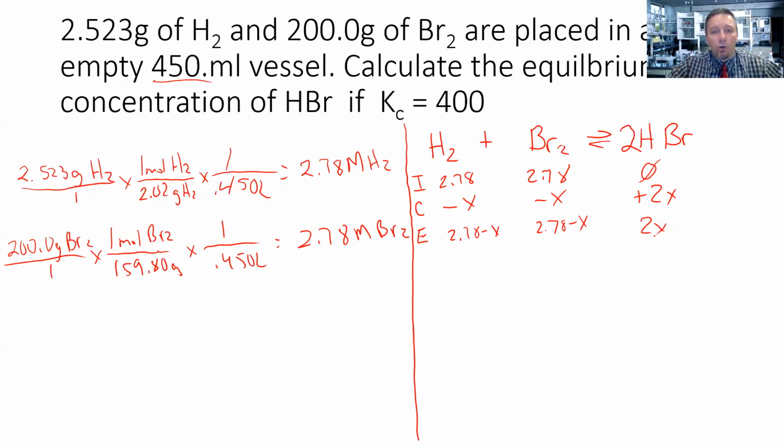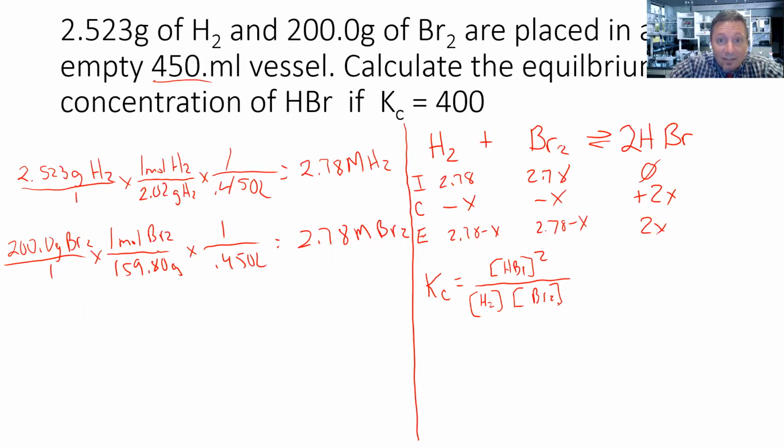So now I can go ahead and set up my equation here. I have my Kc equals the concentration of HBr squared, divided by the concentration of H2 times the concentration of Br2. I am trying to find the equilibrium concentration of HBr, the product. So now I can plug in this information, which is going to help me derive that.